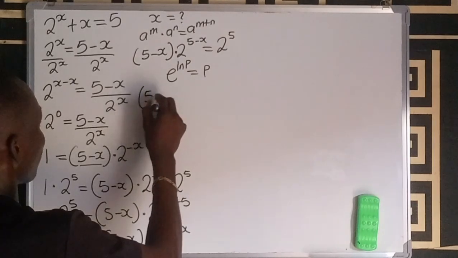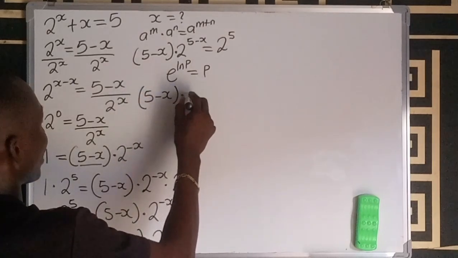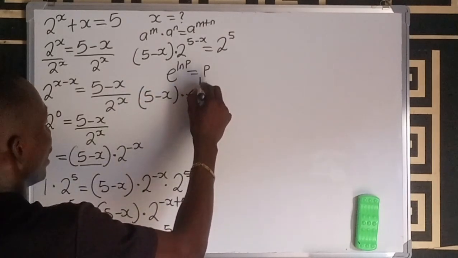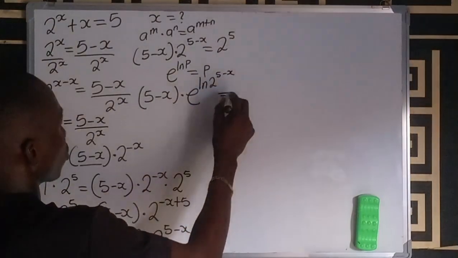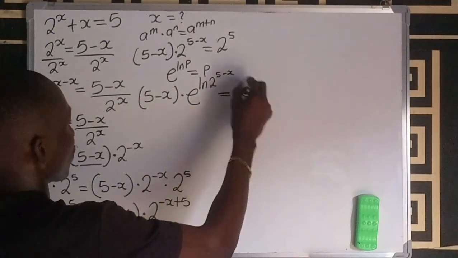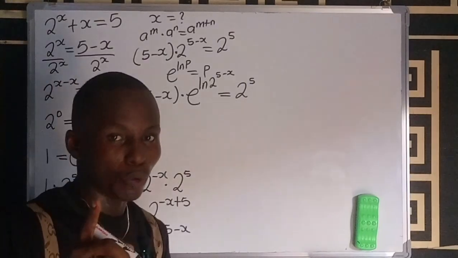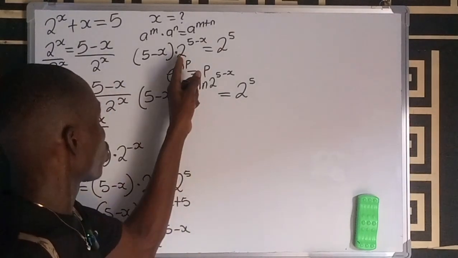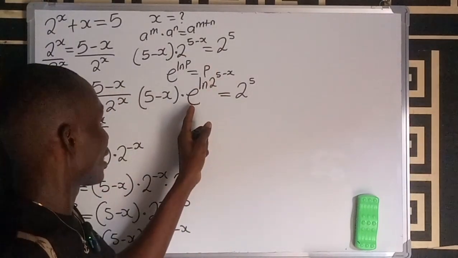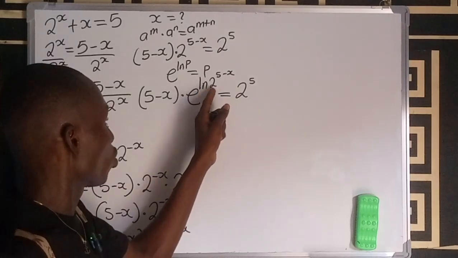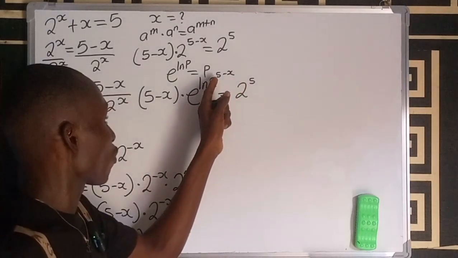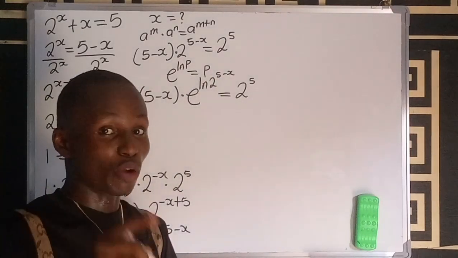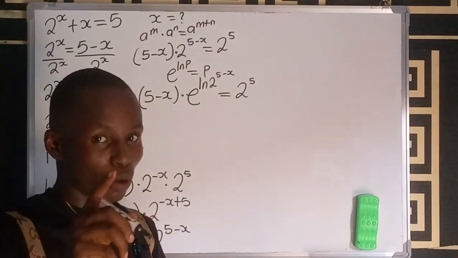2 to the power of 5 minus x multiplied by e to the power of ln 2 to the power of x, which equals 2 to the power of 5. I know you'll be wondering, why are we taking only this 2 to the power of 5 minus x as e to the power of ln 2 to the power of 5 minus x? There's something we are looking for. Okay, I will come to that.